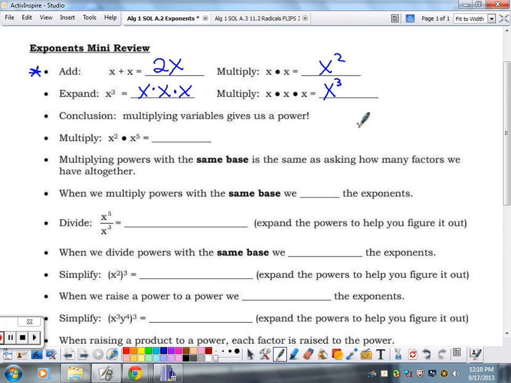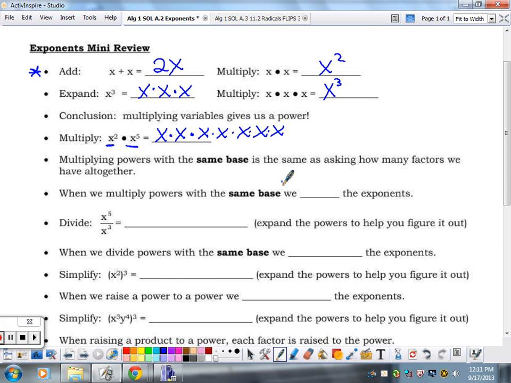Okay. So when we multiply, we get a power. How many factors of x? That's what multiplying tells us. All right, now we're going to try this little job here. We're going to multiply exponents. And let's think about what we're doing. So I've got an x squared times an x fifth. Well, x squared, what is it? That's two factors of x, right? Isn't that what x squared means? And then I'm multiplying that by five factors of x.